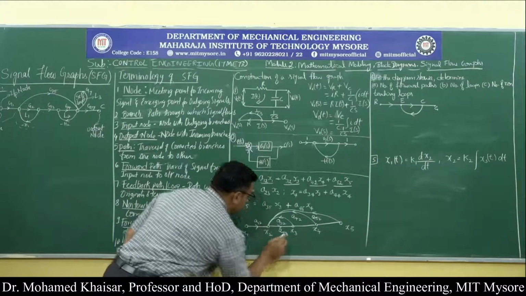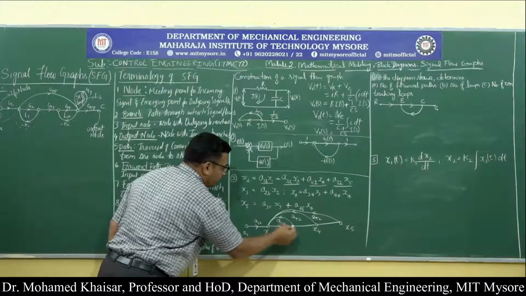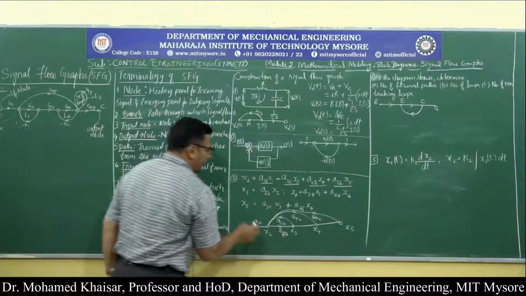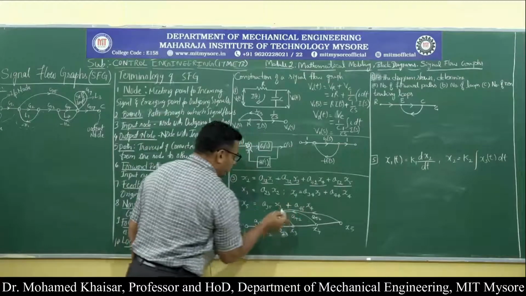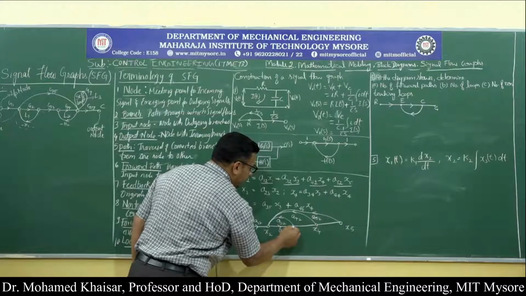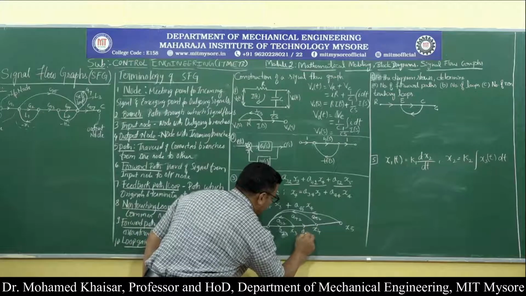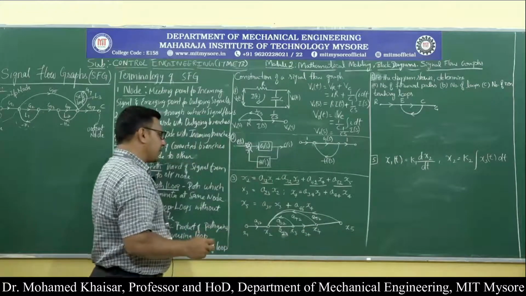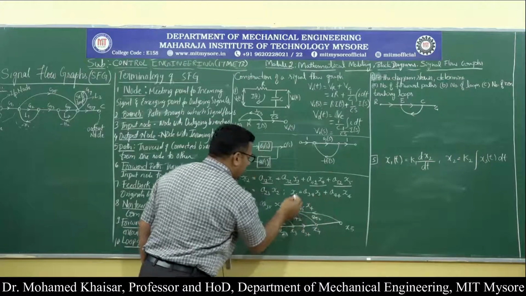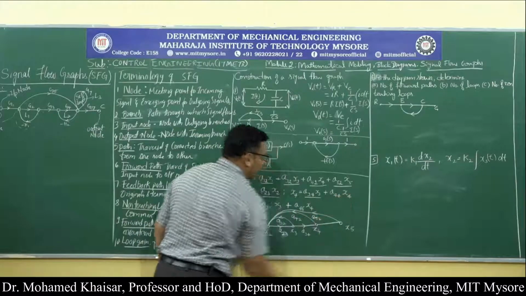a23. So from x2 it has started. It has flown from 2 to 3, from x2 to x3 it has gone. So x3 is equal to a23 into x2. Then what is x4? x4 is written as x3 into a34. So x3 into a34 means again it is flowing from 3 to 4 with the gain of a34. Then plus it is also written as x4 is equal to this one plus a44 into x4.